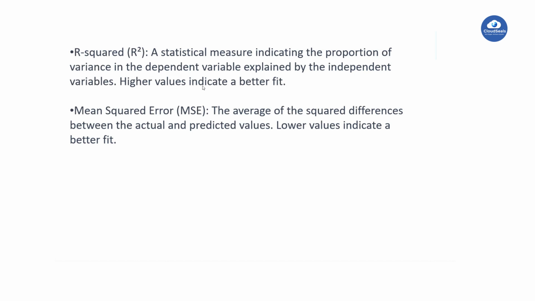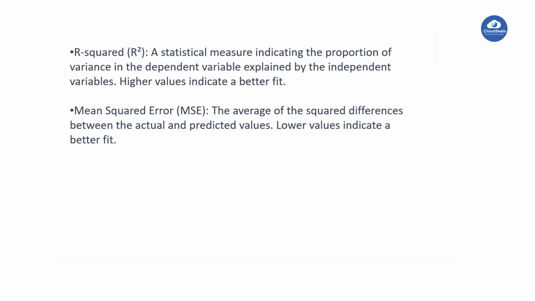For example, there might be a very high R squared value. That means this independent variable explains a lot of information about the dependent variable. If the R squared value is very low, that means these independent variables don't have that much information about the dependent variable. If the model is very good, the relationship between the independent and dependent variables is also very high, so the R squared value will also be very high.